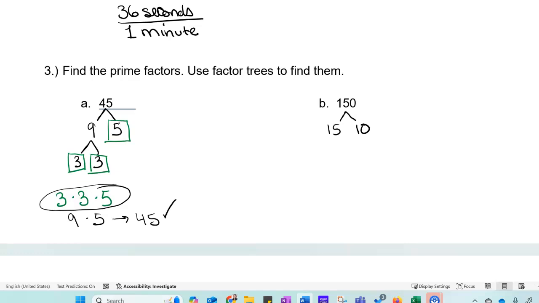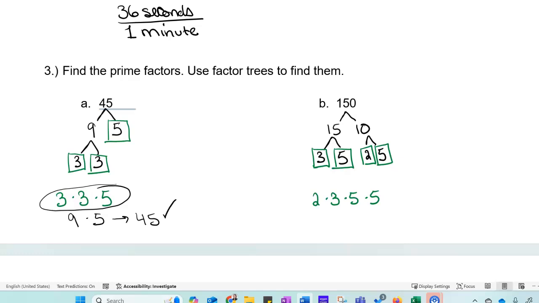Okay, both of those are not prime factors, so I need to bring each of those down at least one more step. So 15 has a factor pair of 3 and 5. Well, 3 and 5 are prime numbers, so I'm going to put my boxes around those. And then factors of 10 are 2 and 5. Well, both of those are prime. So my final list of prime factors is 2 times 3 times 5 times 5.